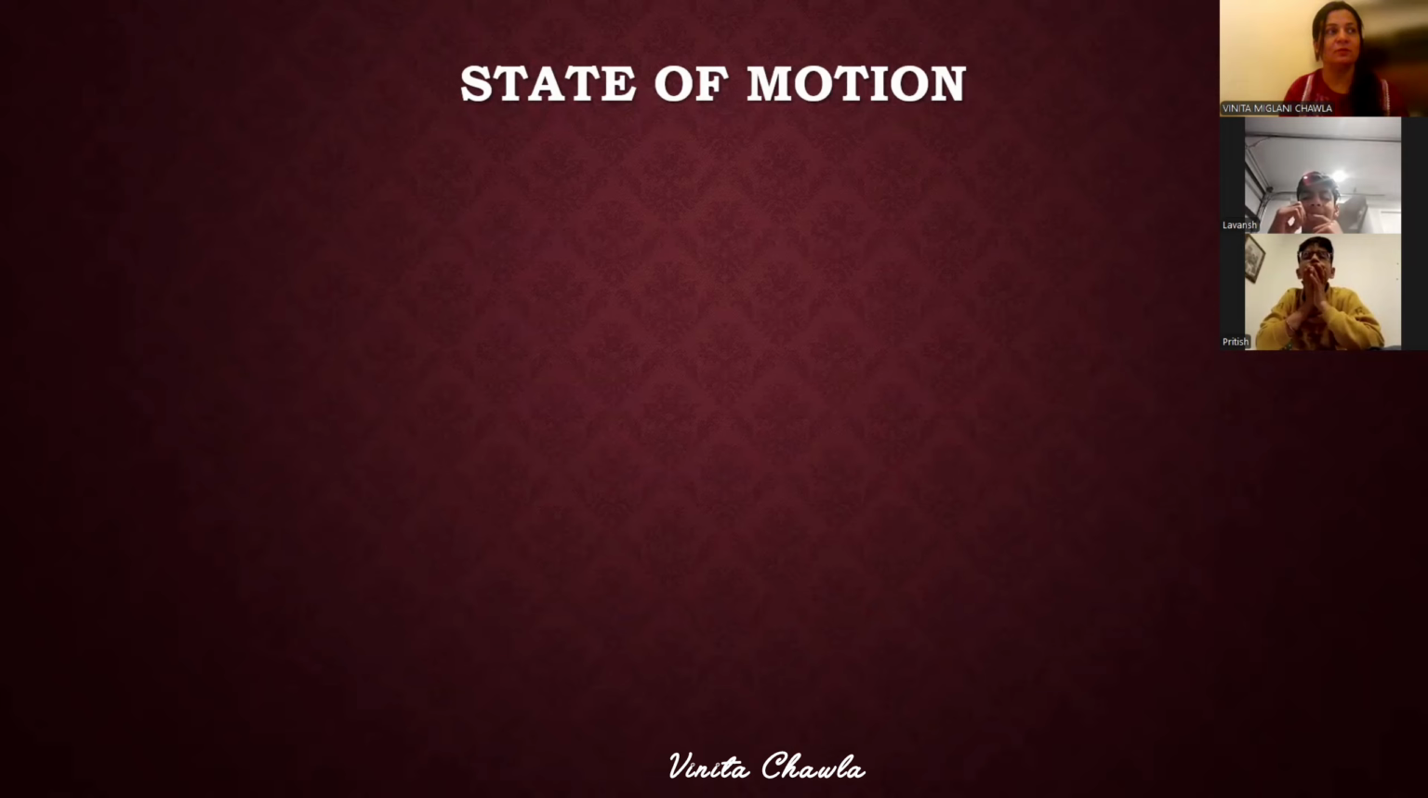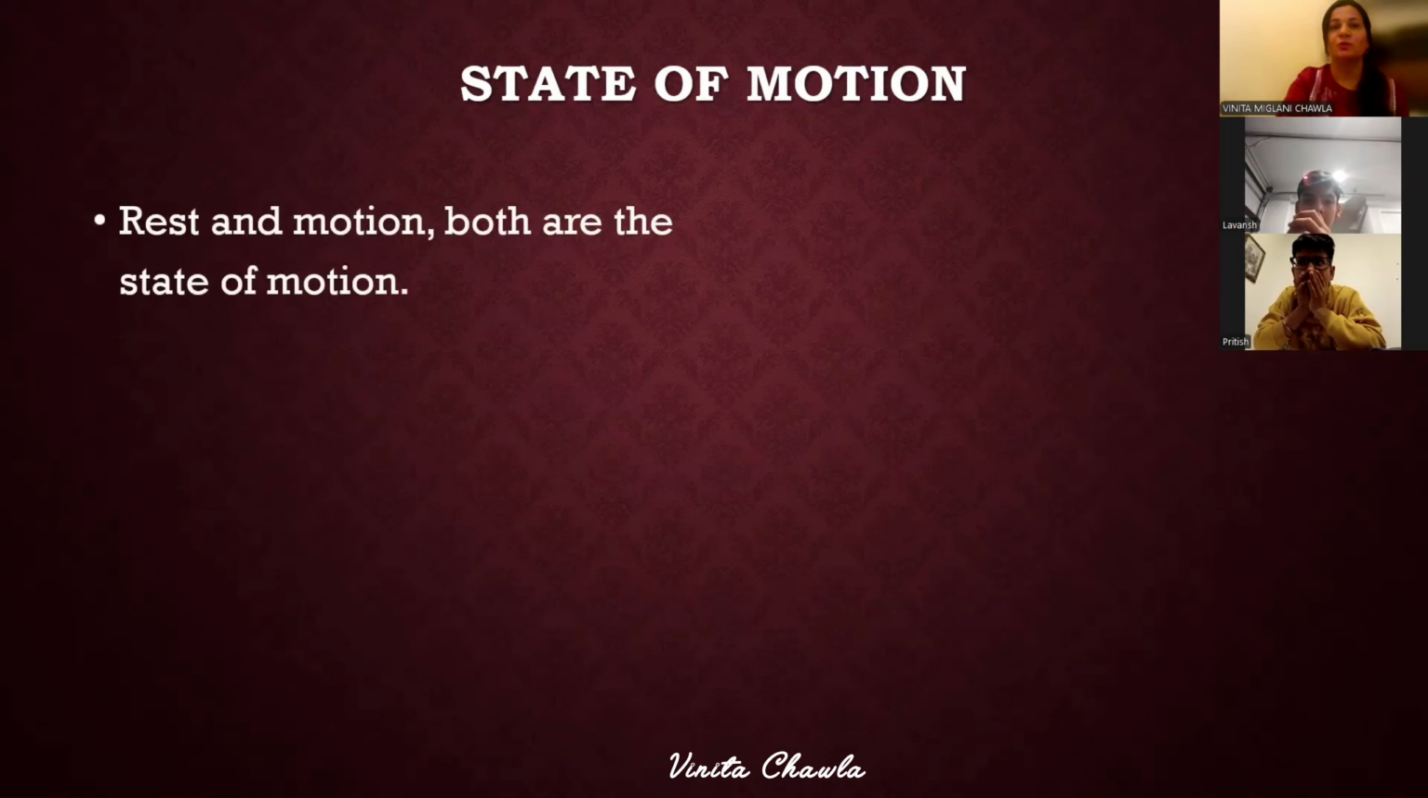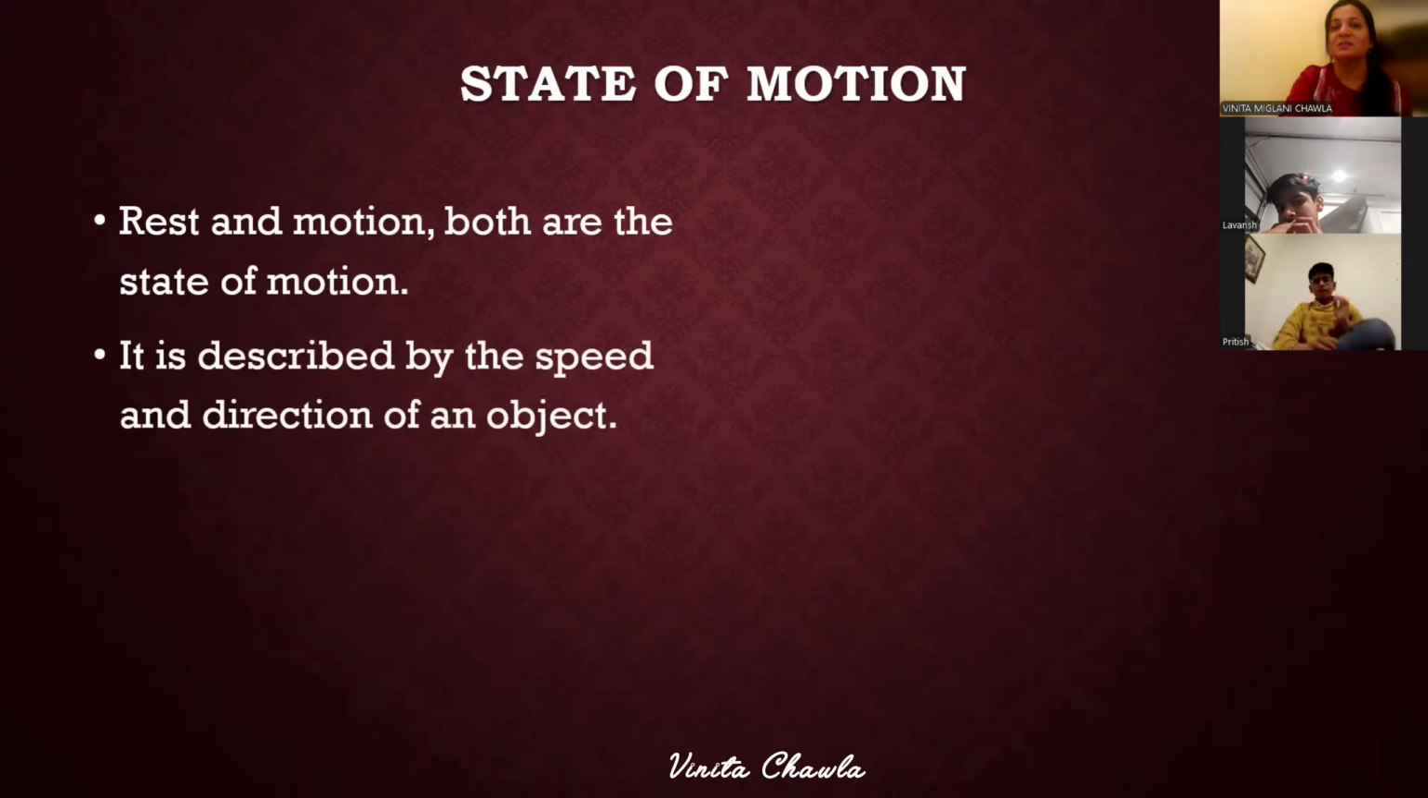State of motion means the state of rest is also a state of motion. State of rest is a state of zero speed. So rest and motion both are states of motion. If you are at rest, your state of motion is rest. If you are moving, your state of motion is motion. And it is described by the speed and direction of an object.